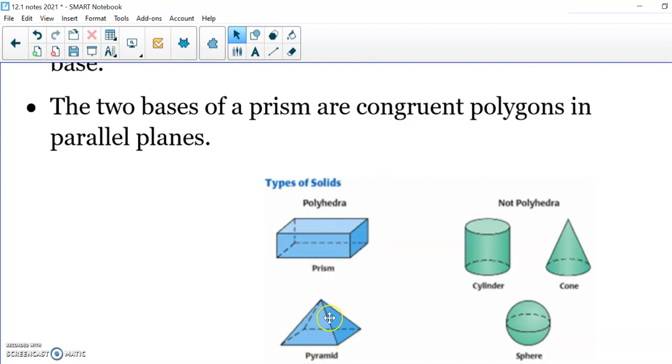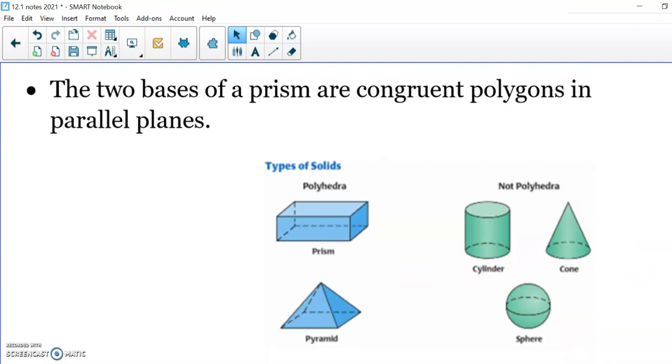This one's a pyramid, and in a pyramid, the sides are triangles, and the base in this case is a square. So we would call this a square pyramid. If it has a curved surface, then we don't consider it a polyhedron. So a sphere, a cylinder, and a cone are not considered polyhedra.